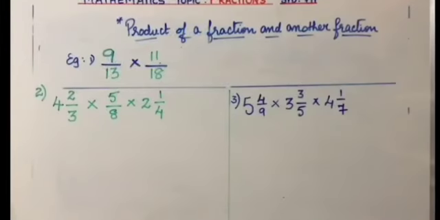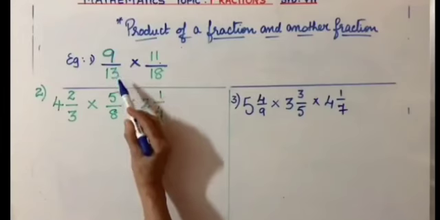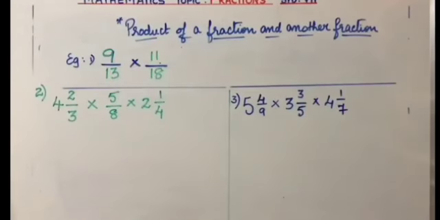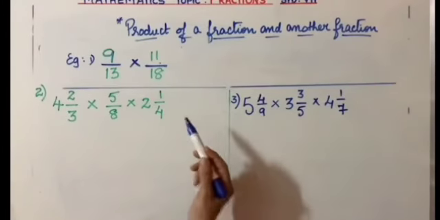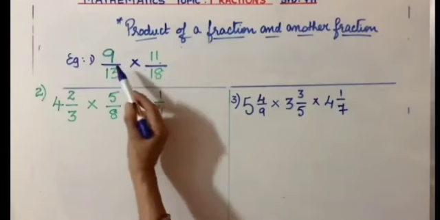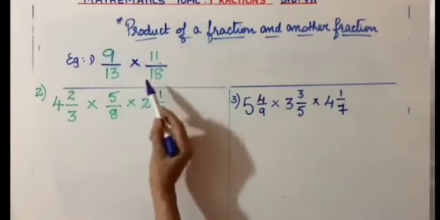Children, if you've understood how to multiply a whole number with a fraction, let's move on to the product of a fraction and another fraction. The rules remain the same. So I have given you here 9 by 13 and 11 by 18. Both are fractions. Now, we have already learned how to simplify, is it not? So without simplifying, if you are doing it, the rule is multiply the numerators and the denominators.